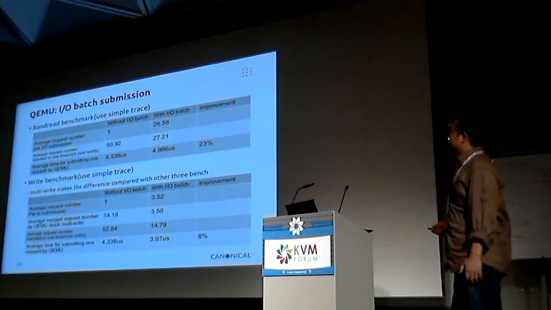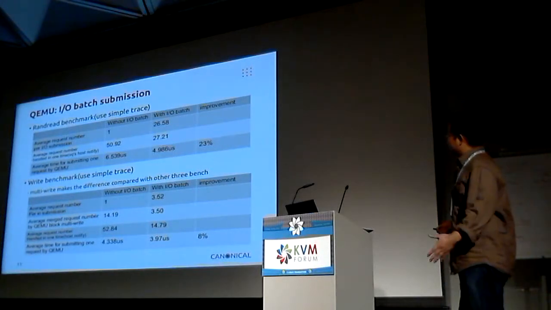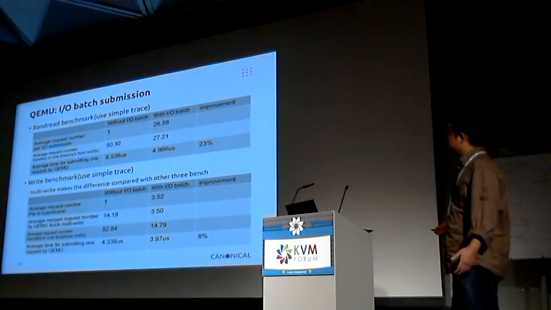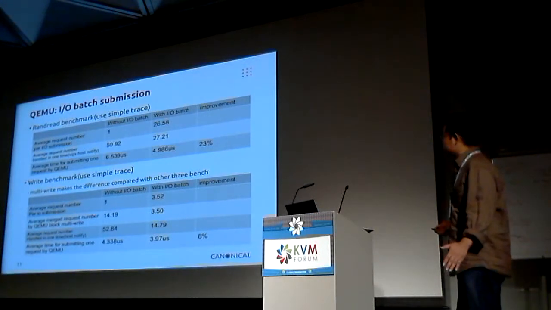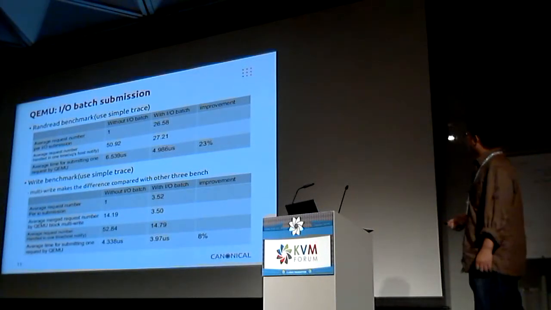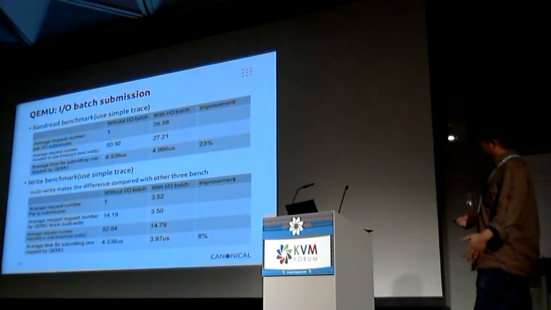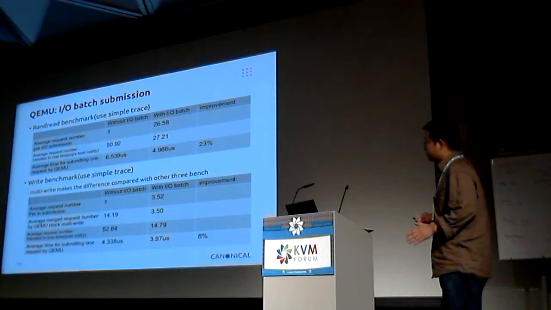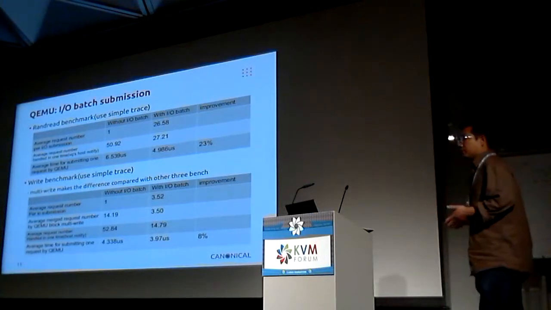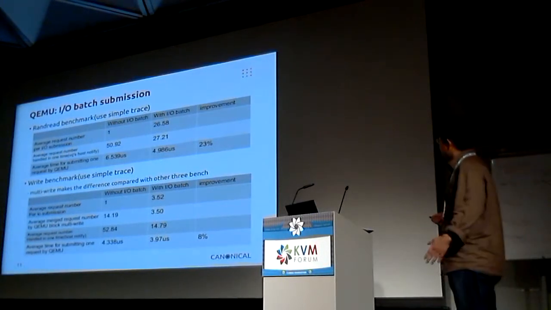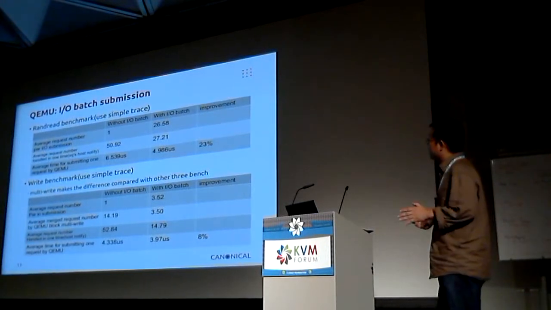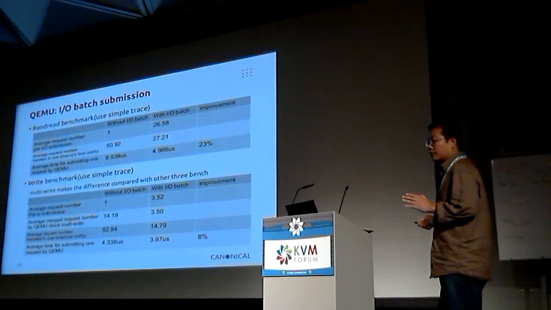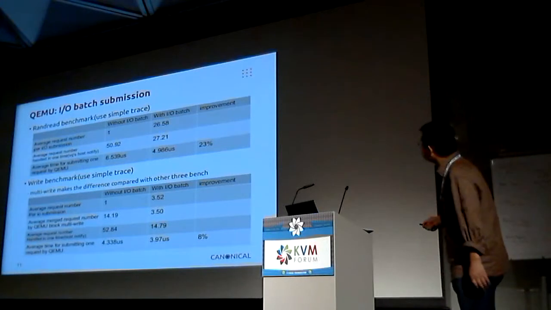The third row is the computed average time for submitting one single request by QEMU. With this calculation, we can find about 23% improvement. This is just the time taken in the submitting path.